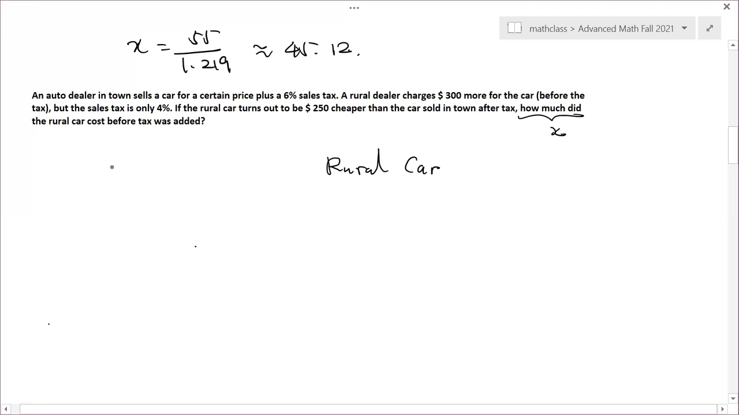So we just call it a city car. It doesn't matter. Okay, the car in the city. So now you're trying to calculate. You call that one X, and then you find the equation.